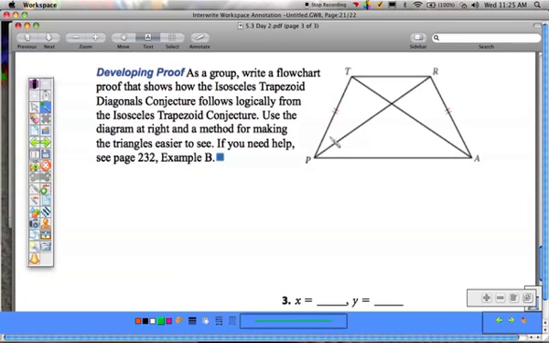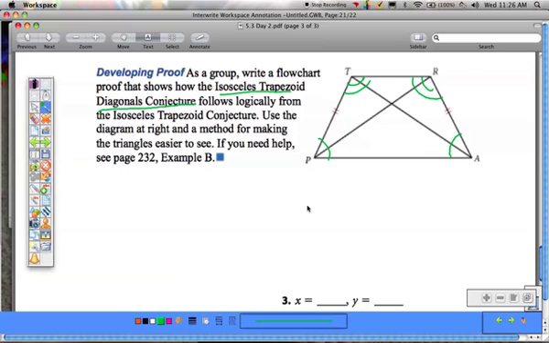Alright, so if the diagonals are congruent, I'm going to mark a couple things here. I'm going to say we're going to use the fact that these two angles are congruent and these two angles are congruent. And we're going to prove this. We're going to tell why the diagonals are congruent. So I've just marked the angles that are congruent.